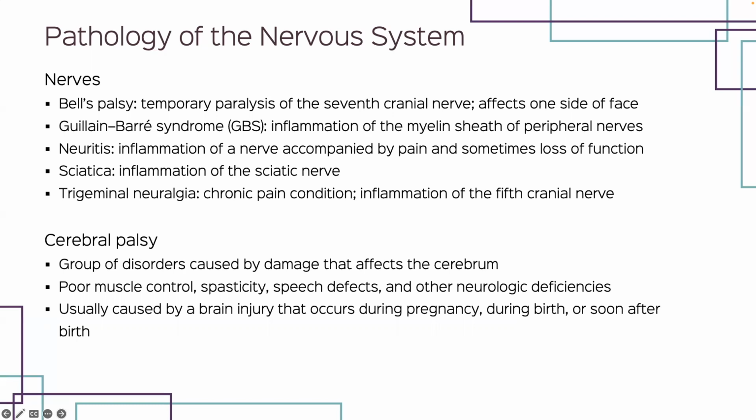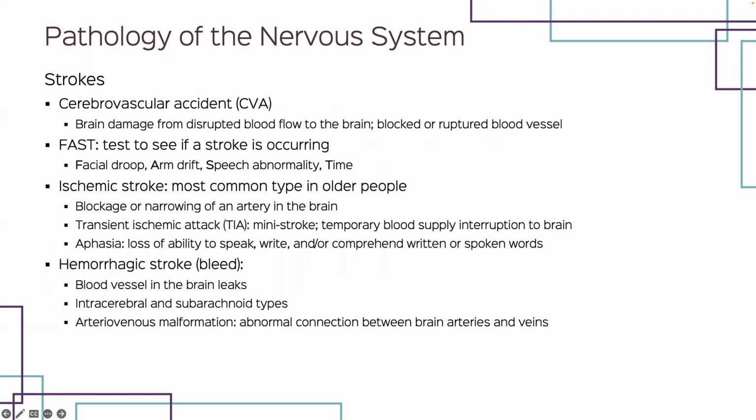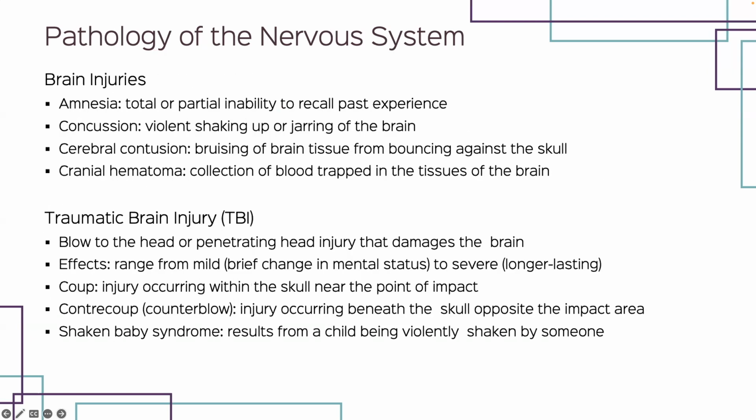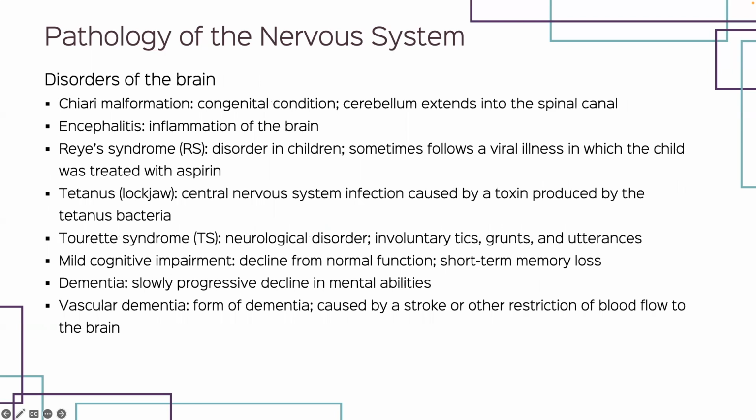Cerebral palsy is going to be disorders that are caused by damage of the cerebrum, so poor muscle control, spasticity, speech defects, and then there's other neurological deficiencies. They can be caused by a brain injury that occurs during pregnancy, during birth, or soon after. Sometimes they are caused by that Chiari malformation that's up here on the disorders of the brain.